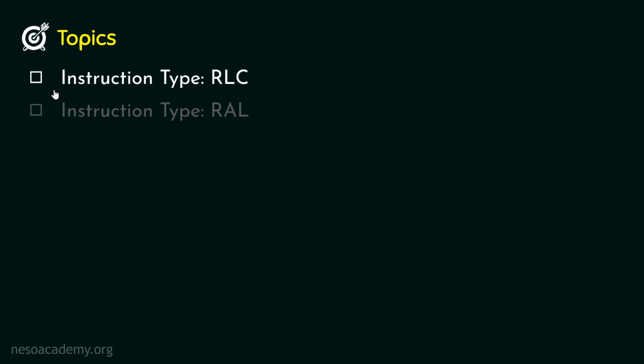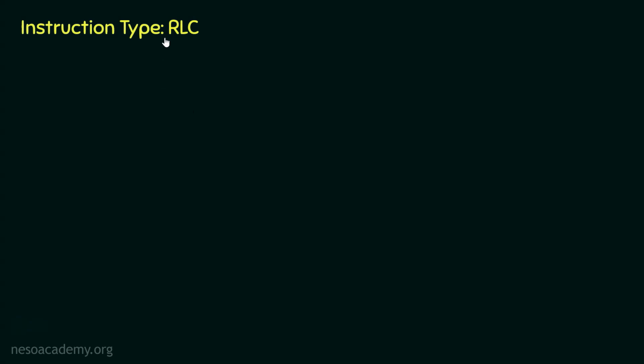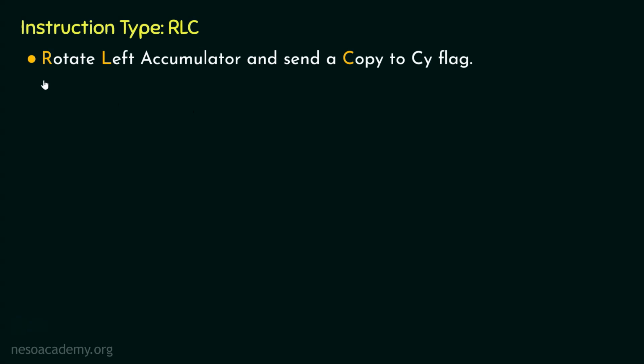So let's begin with the first instruction type of the day, RLC. Coming to the instruction type RLC, it stands for rotate left accumulator and send a copy to the carry flag. Notice the mnemonic RLC. Here the letter R is coming from the R of rotate, the letter L is coming from the letter L of left, and finally the letter C is taken from the C of copy. Now let me explain what this will actually do.